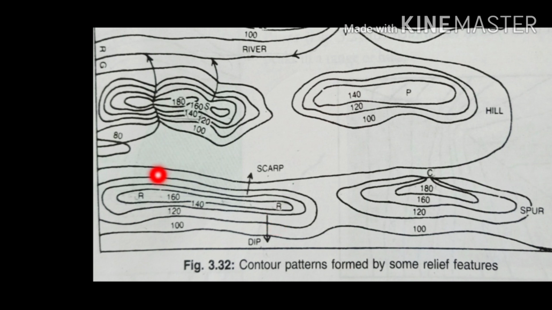Now here R stands for ridge. We have learned, students, that ridges have an elongated pattern of contours. You can see the elongated pattern. Here the letter C stands for cliff, and we have learned that a cliff is almost a vertical wall-like structure, and when it becomes vertical, the contours come so close that they almost merge with each other, and this is how they are merging. We can see it clearly in this picture.